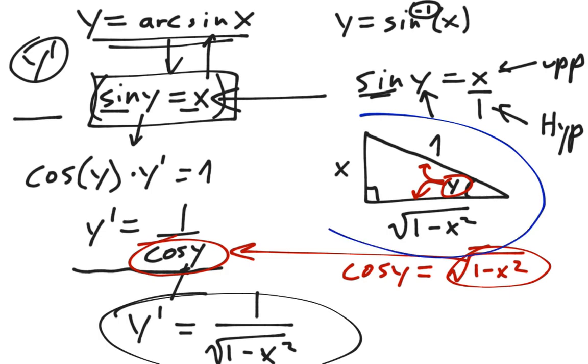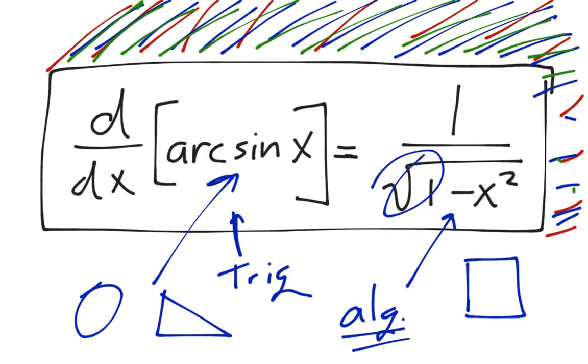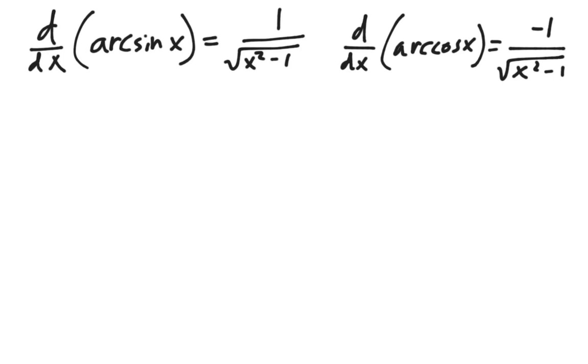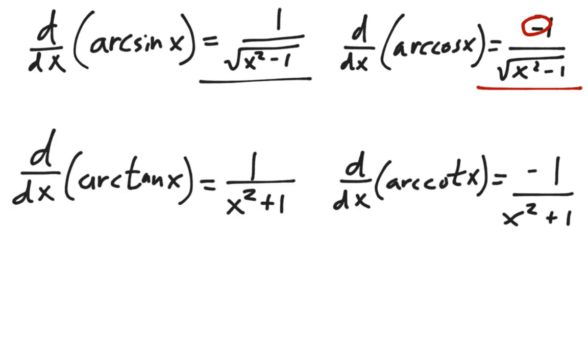Your triangles will be different probably for each of the ones that you do. But here are the rest of the rules. So we have arcsine, and that's the one we just got. And then arccosine is pretty much almost exactly the same. The only exception is this negative up here, so you do have to watch out for that with arccosine. And arctangent is probably the one that's easiest to remember because it's just 1 over x squared plus 1.